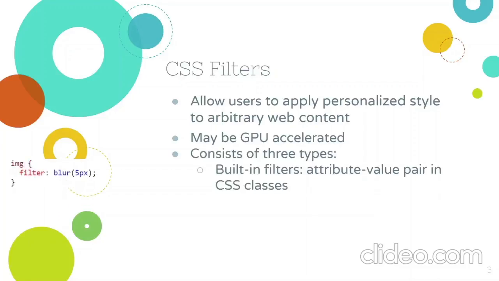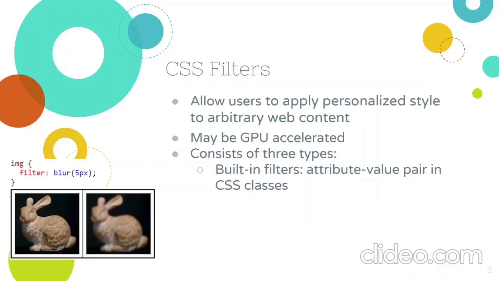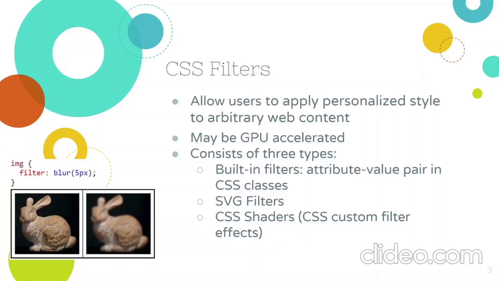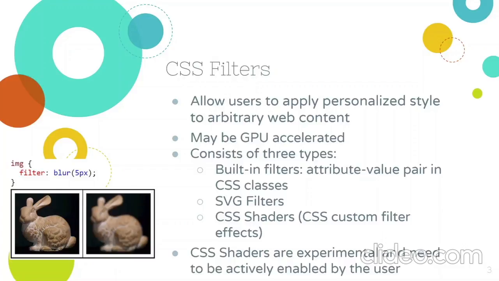The first ones are the built-in filters, which are effects that can be directly specified as attribute value pairs in a CSS class, as can be seen in the example code on the left, which generates a blurry bunny. The second ones are SVG, or Scalable Vector Graphics filters, which are similar and can be applied to SVG content. The third ones are CSS shaders, also known as CSS custom filter effects. They allow developers to write OpenGL shader programs and apply the content through separate text files or directly through HTML tags. The shaders are experimental and need to be enabled by the user.